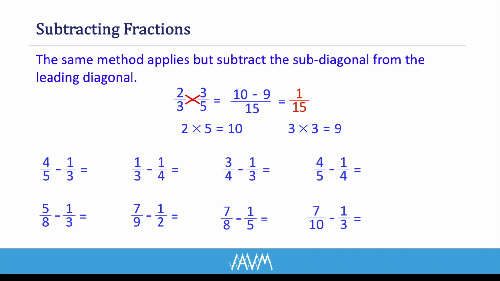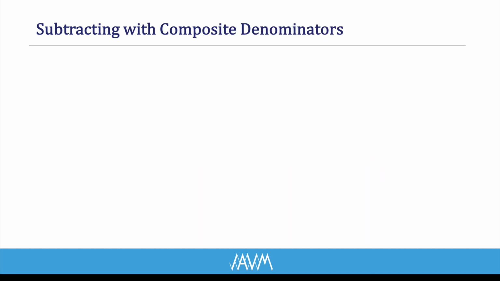Have a go with these examples and stop the video before I show the answers. Okay, now here are the answers. Now we'll look at subtracting with composite denominators. Example 5/6 minus 2/9.